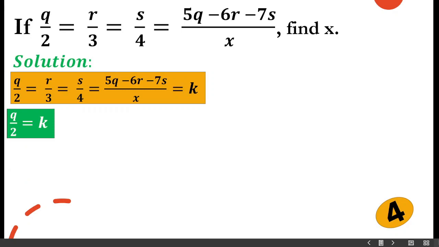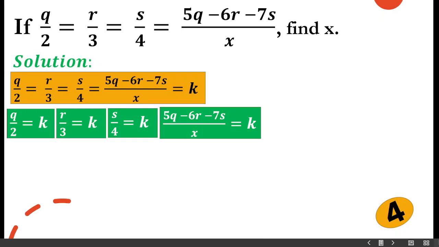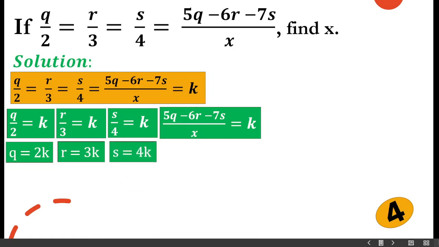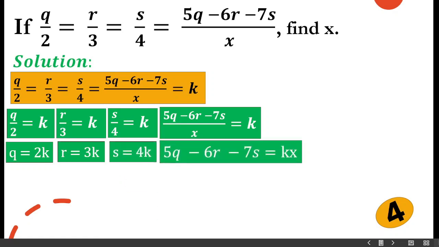We have q over 2 is equal to k, r over 3 is equal to k, s over 4 is equal to k, and 5q minus 6r minus 7s over x is equal to k. We have q is equal to 2k. We cross multiply it. Then r is equal to 3k. s is equal to 4k. And lastly, we have 5q minus 6r minus 7s is equal to kx.